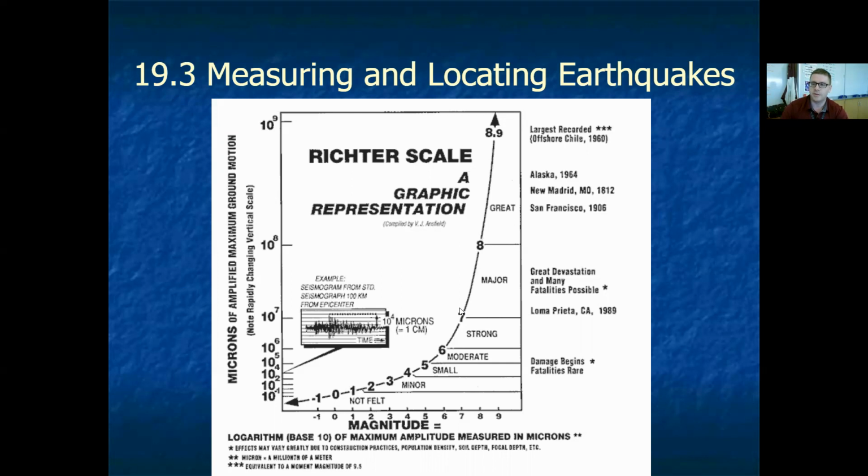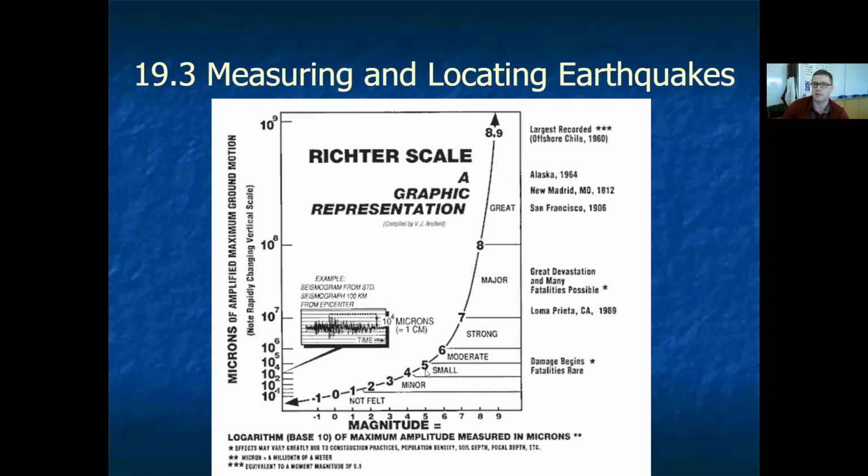So the strength of these earthquakes compared at different sizes is relative to each other. So you just have to pay attention to where you are on the scale to be able to figure out how much stronger an earthquake is than another. So if I were to ask you, how much stronger is a 7.0 earthquake than a 5.0 earthquake?